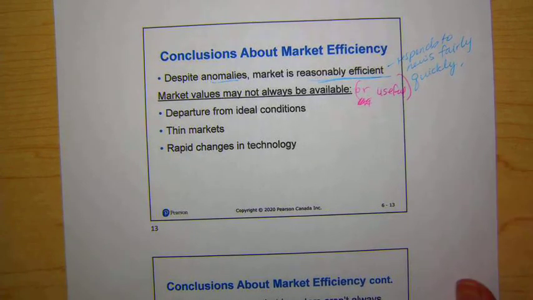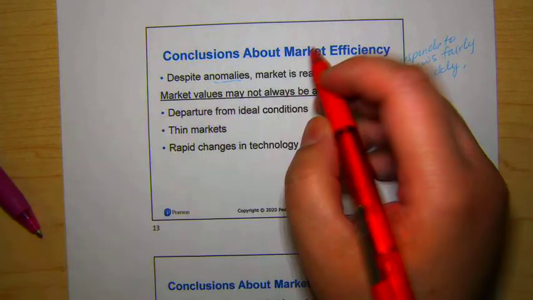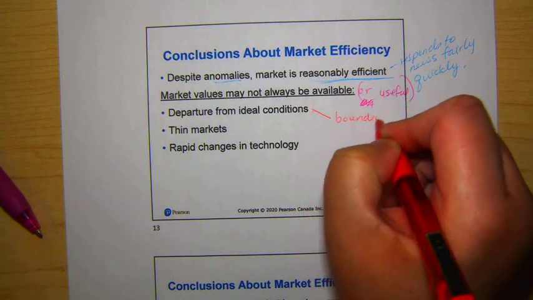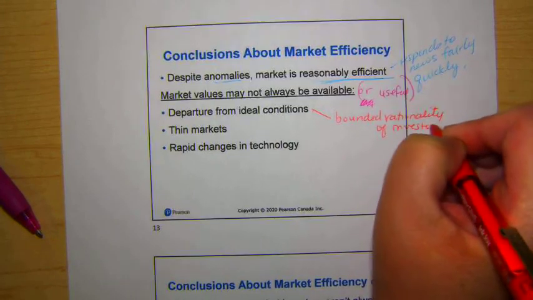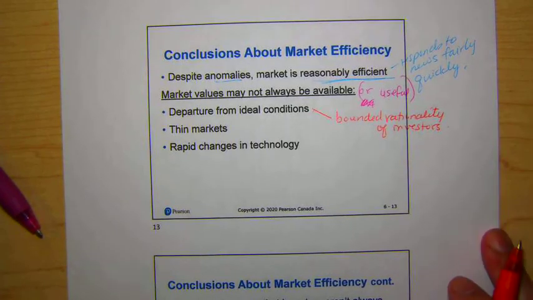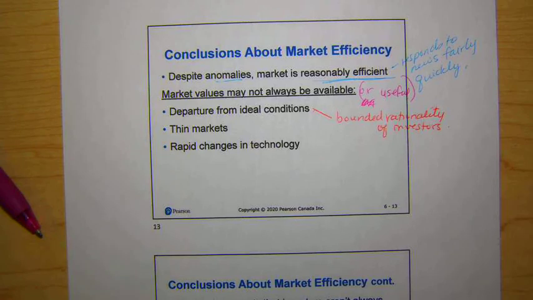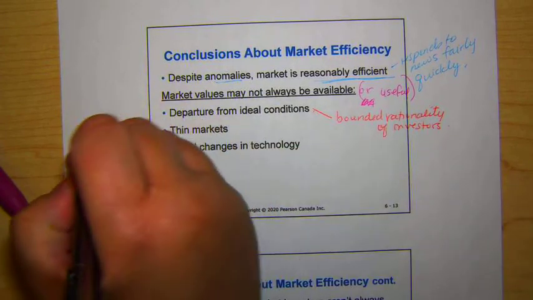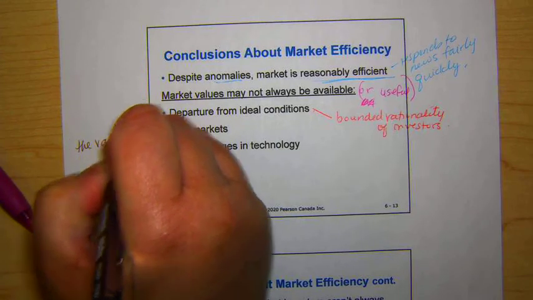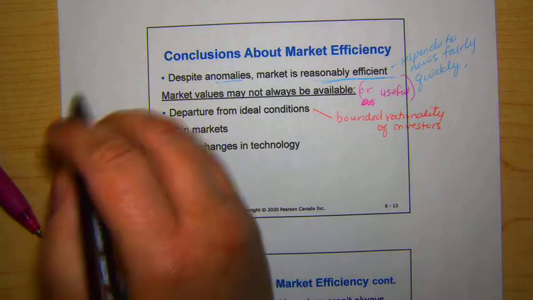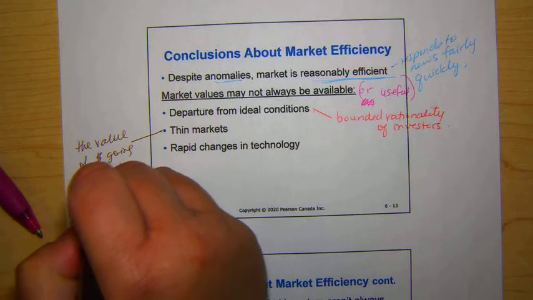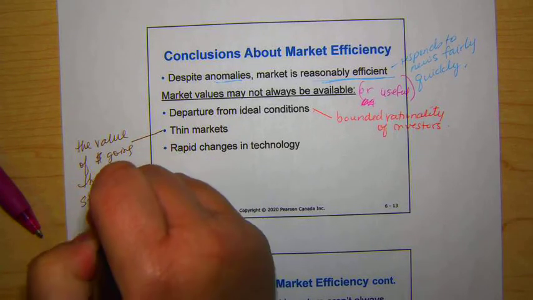If there's a departure from ideal conditions, for example, the bounded rationality of investors, so thin markets means the value of money going through stock equity is lower.